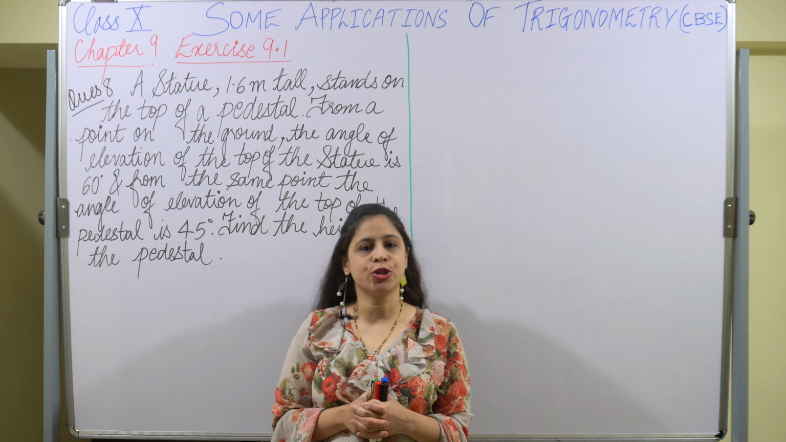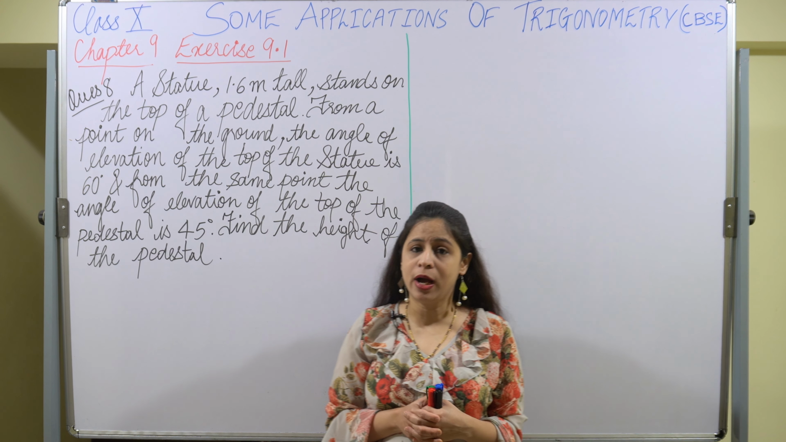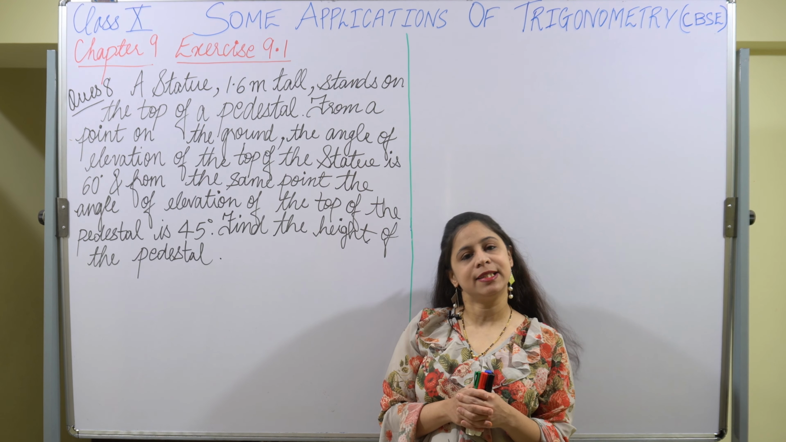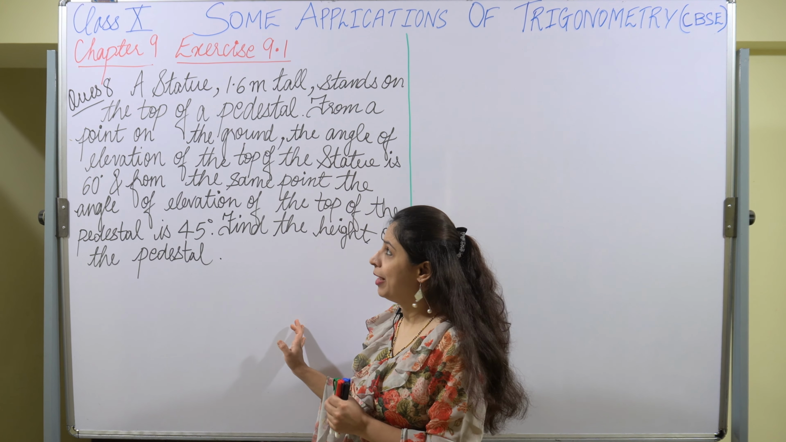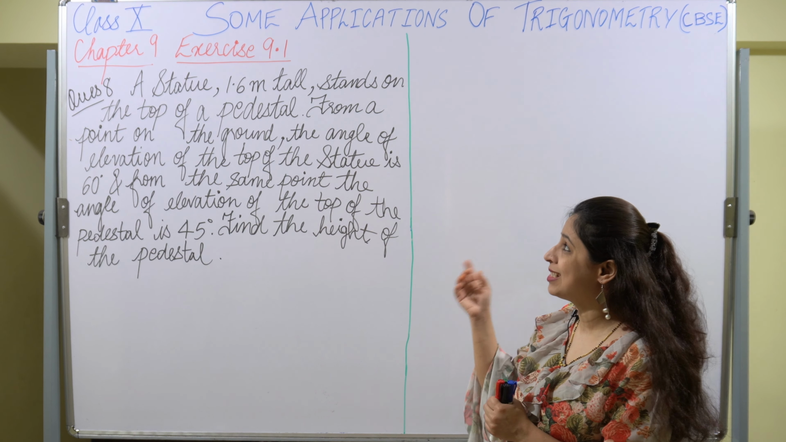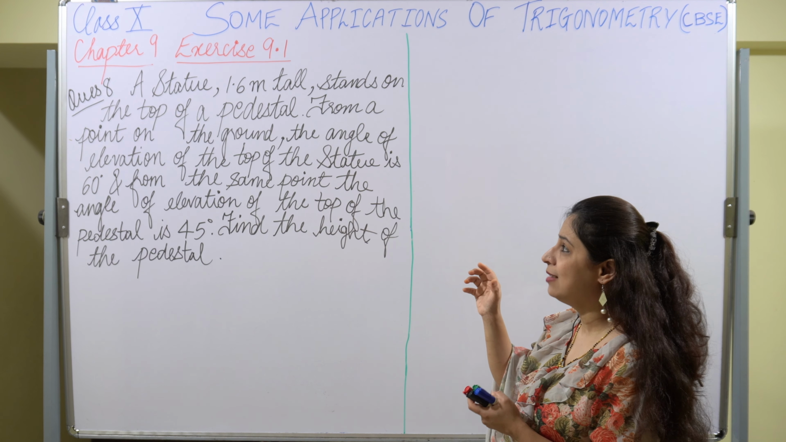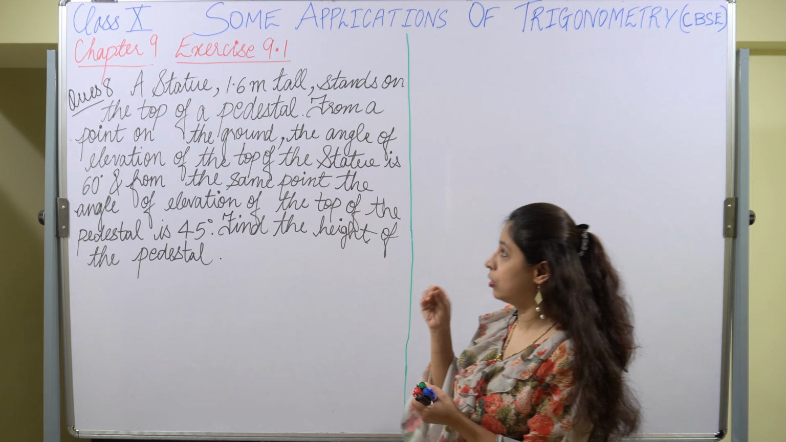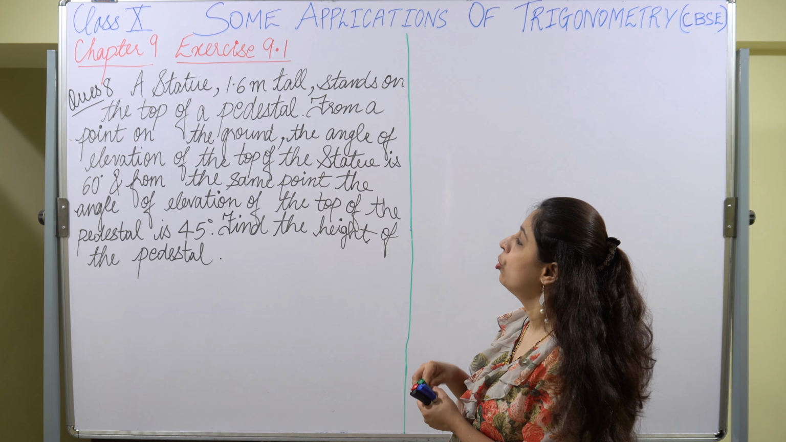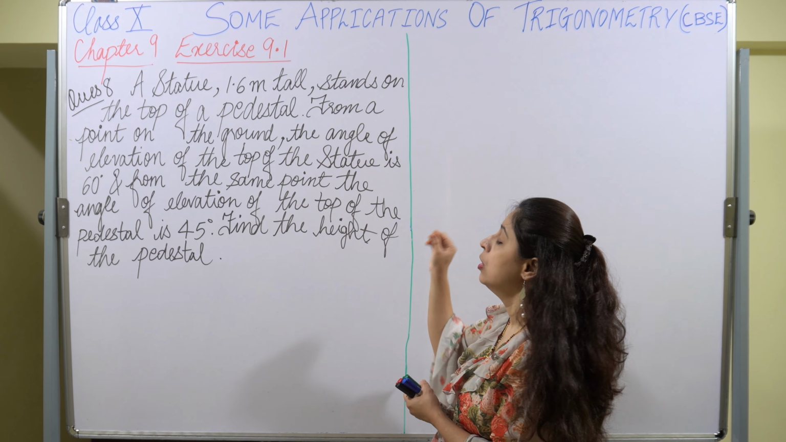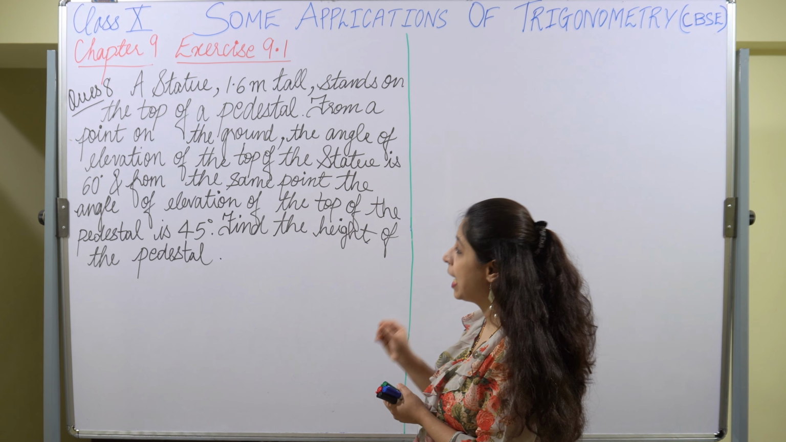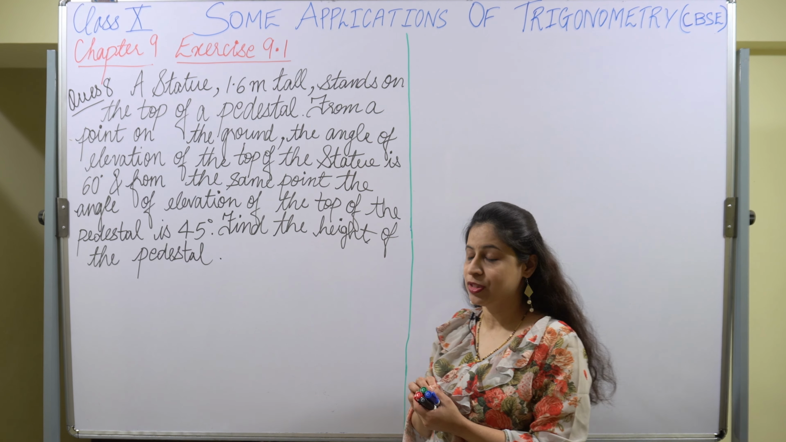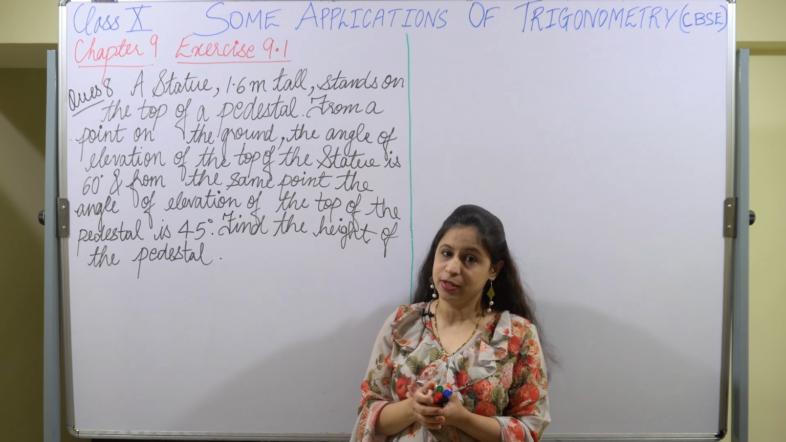So let us start with question number 8 of exercise 9.1 of chapter 9, some applications of trigonometry, of class 10 CBSE NCERT. Question number 8 says, a statue 1.6 meters tall stands on the top of a pedestal. From a point on the ground, the angle of elevation of the top of the statue is 60 degrees, and from the same point the angle of elevation of the top of the pedestal is 45 degrees. Find the height of the pedestal.